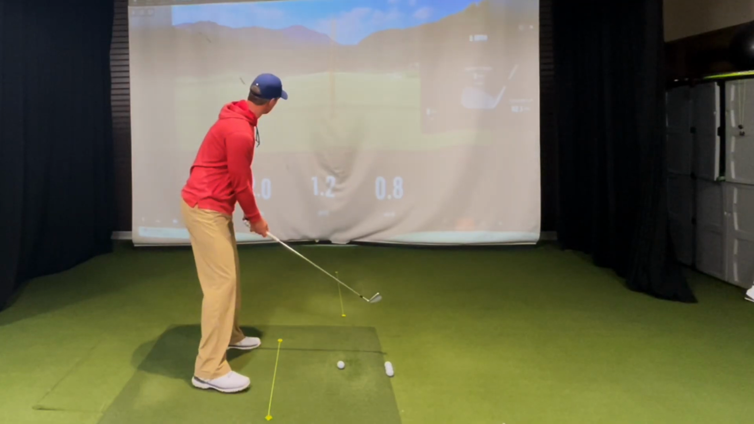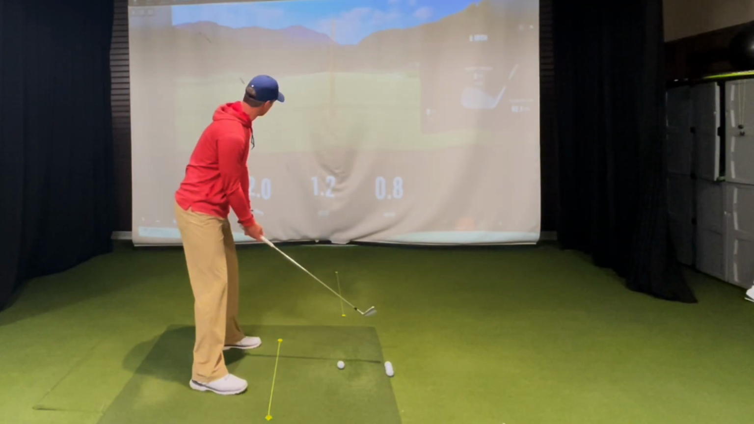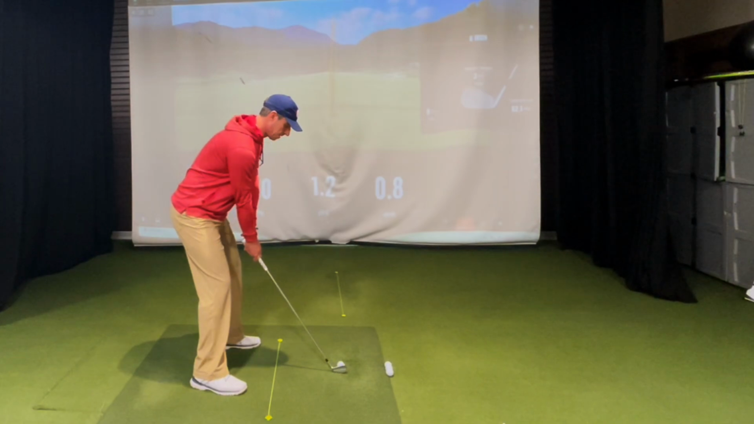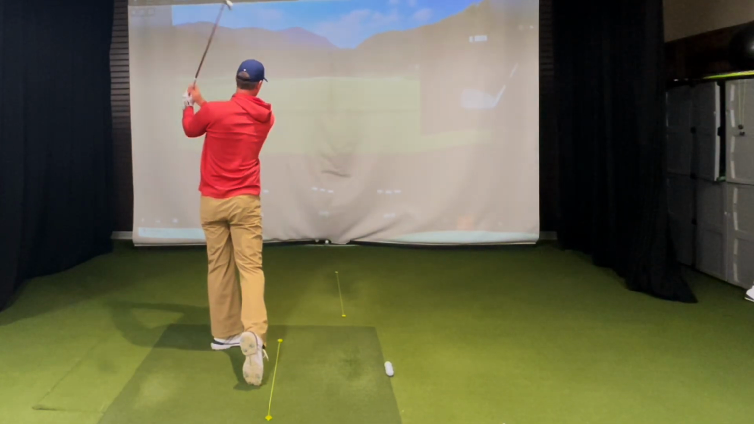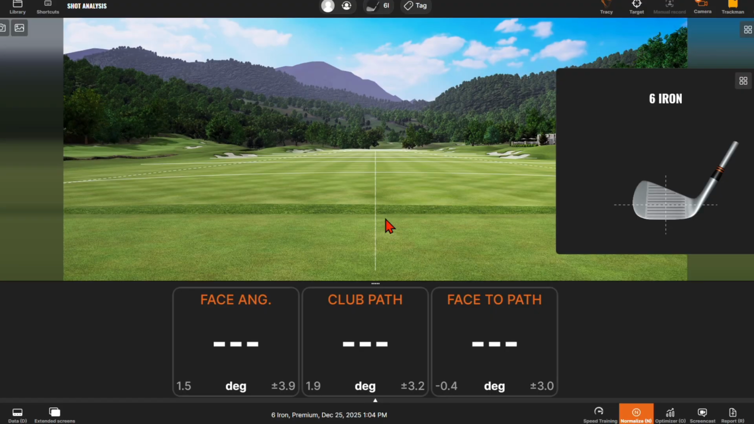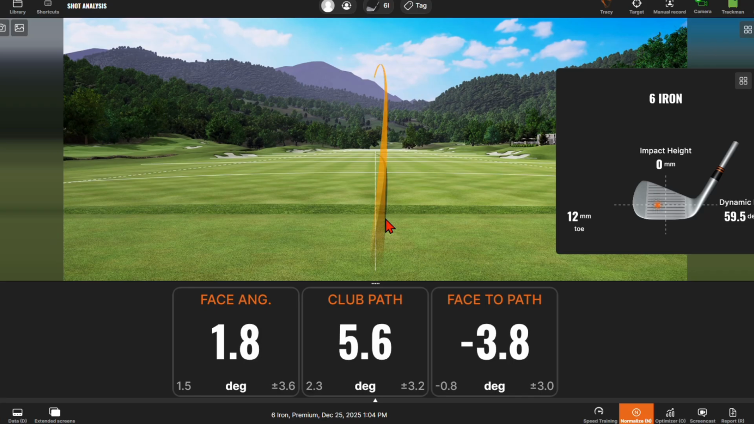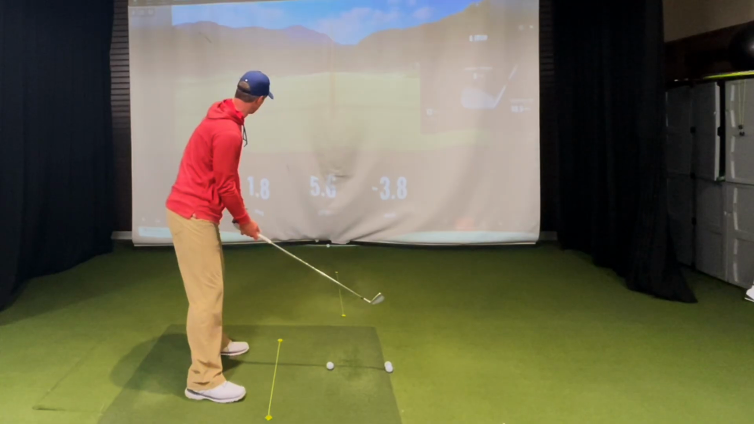So what we've got on the screen now is a club face angle and a club path, which create a face to path relationship. So the first shot that I've hit here, I'm going to present the club face 1.8 degrees open and the path 5.6 degrees to the right, which effectively makes the club face 3.8 degrees closed to the path, or I will get 3.8 degrees of leftward curve on a ball that started 1.8 degrees to the right. I know that's a lot. That's an important thing to understand.